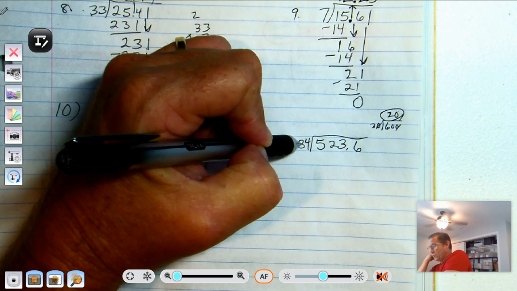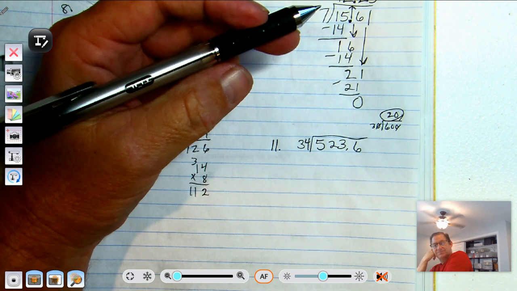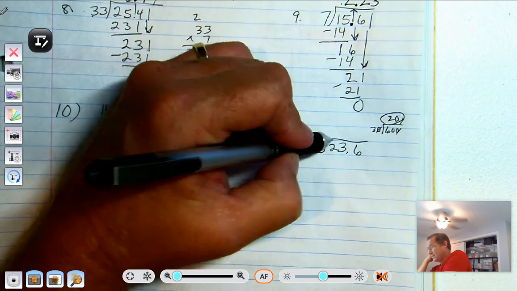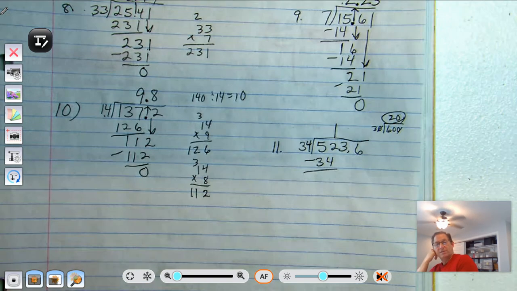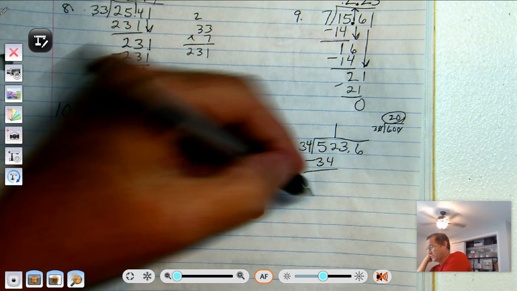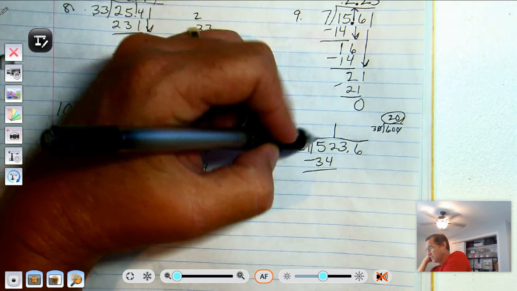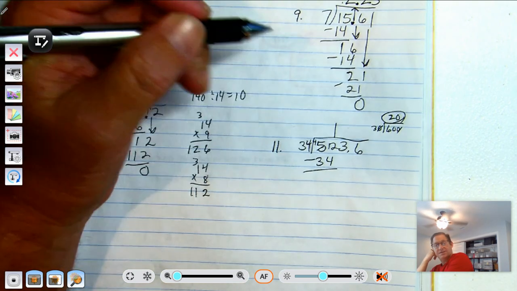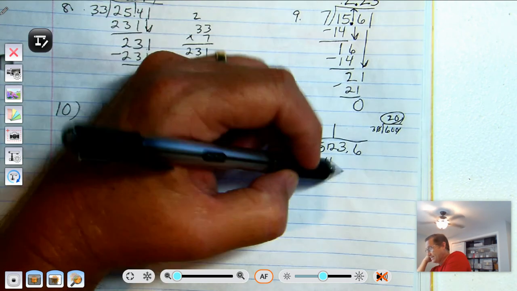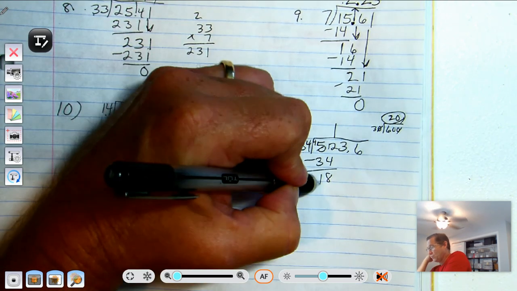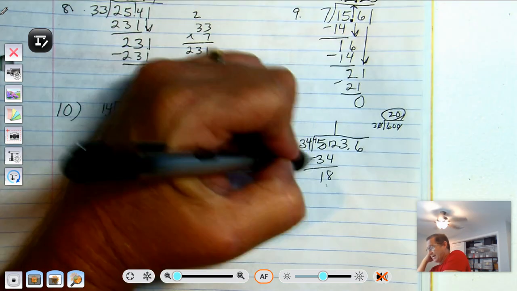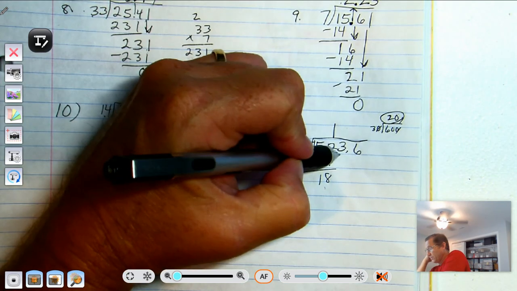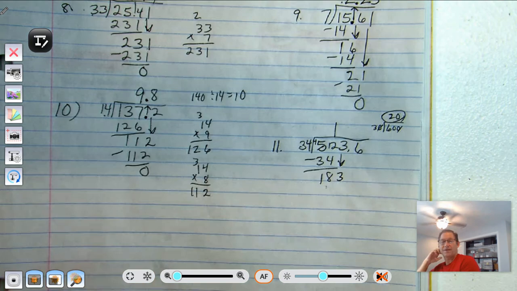So how many 34s can I take from 52? Well, I can't take 2. That would be 60. But I can take 1. So 1 times 34 is 34. Well, we're going to subtract. I can't take 4 ones from 2 ones, so let's regroup. And 12 ones take away 8 is 8. And 4 take away 3 is 1. All right, so that is less than the divisor. So let's bring, I can't share 18 with 34. So let's bring down the 3 ones.